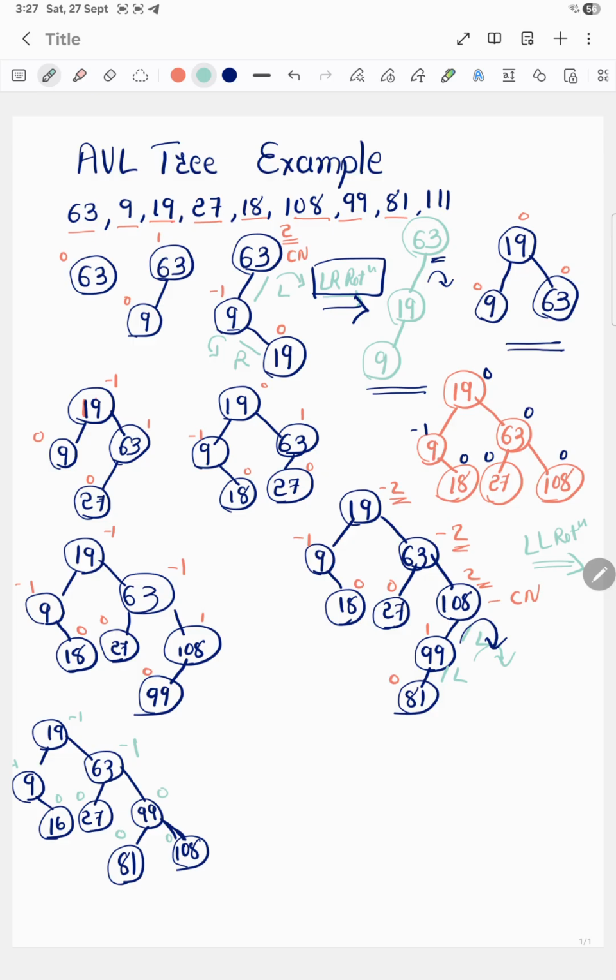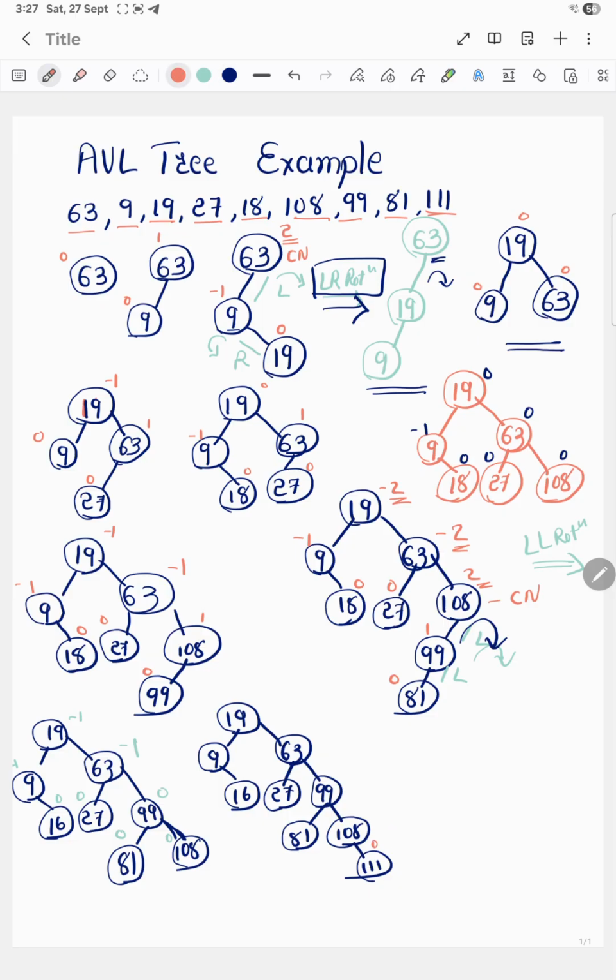Now the last element, that is 111. So as you can see, where can I add this 111? 111 would be added this side, right? So let me just show you. That's the highest element I'm having, so it would be added towards the right side. Just wait a moment, I'll draw it. So 63, then 27, then 99, then 81, 108, and 111, right?